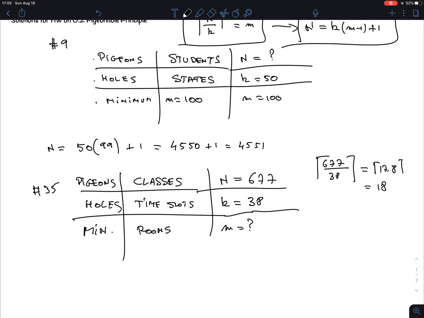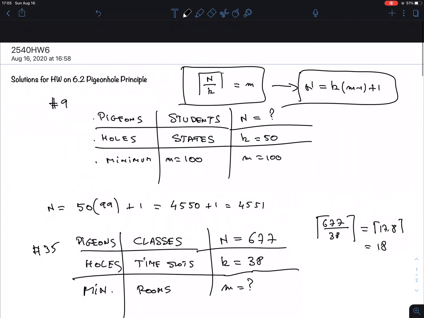Sorry, did I make a mistake here? Sorry, I misspoke. What I'm trying to say is I want to check whether my answer, 18, is correct. Suppose I would only have 17 rooms. Would that work? If I have 17 rooms and 38 time slots, every room can be used 38 times. How many different courses can I schedule? That would be 17 times 38, which is 646. That's not enough because we need 677. So once you find a solution, I would really suggest taking a minute to see: is this now what I want it to be?